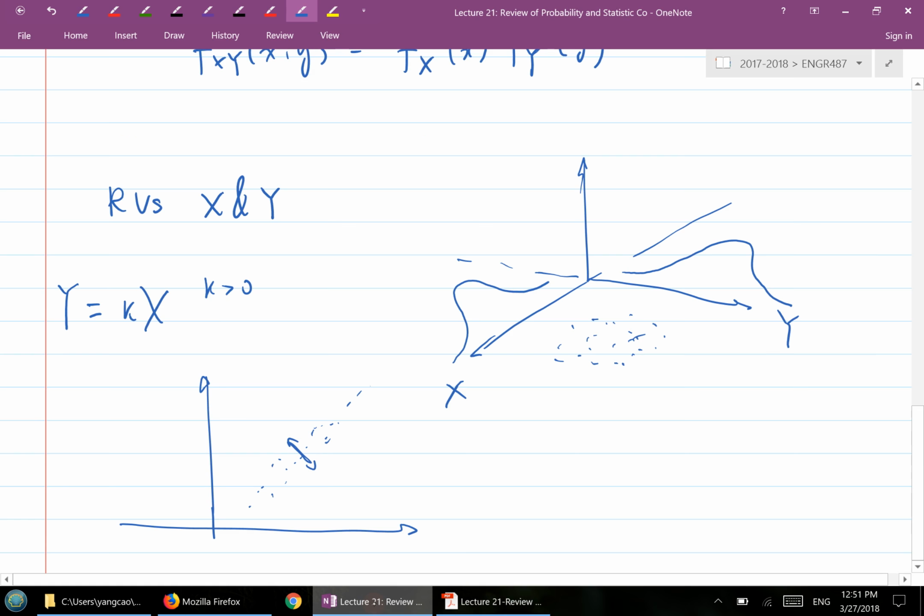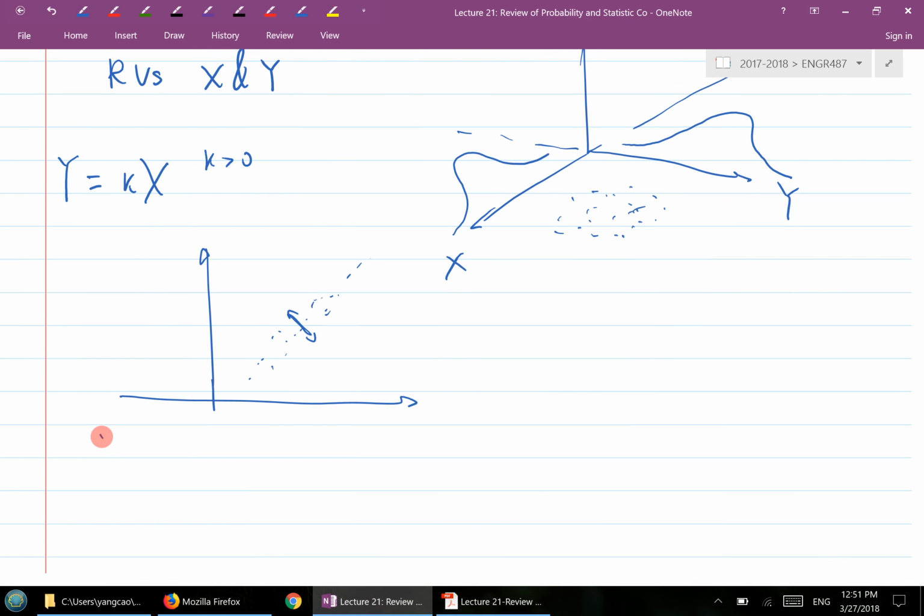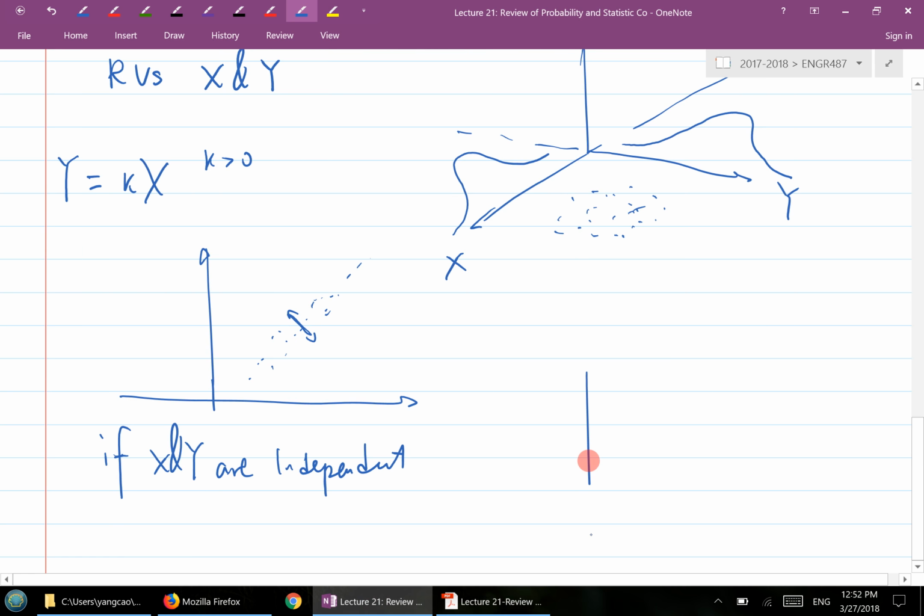So if x and y are independent, what does that mean? It means the two random variables are never going to change together. There's no relationship at all. So if you plot the relationship between x and y, what are you going to see? You're going to see very random distributions. There are no patterns that you can identify at all. So that's what covariance basically means here.